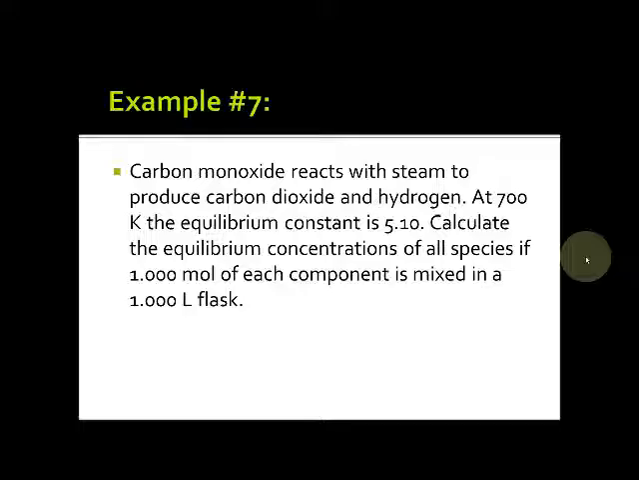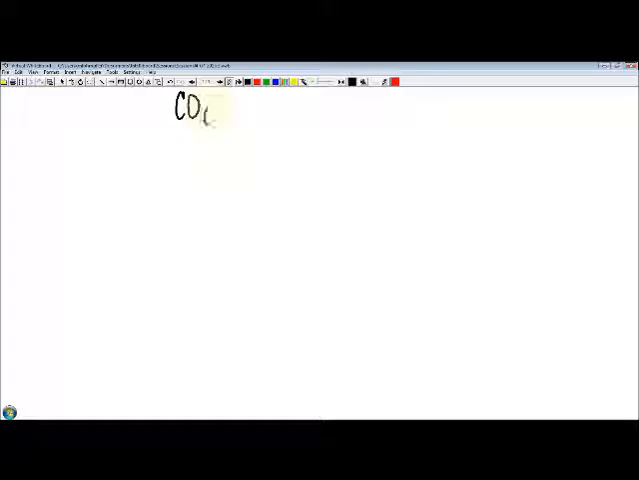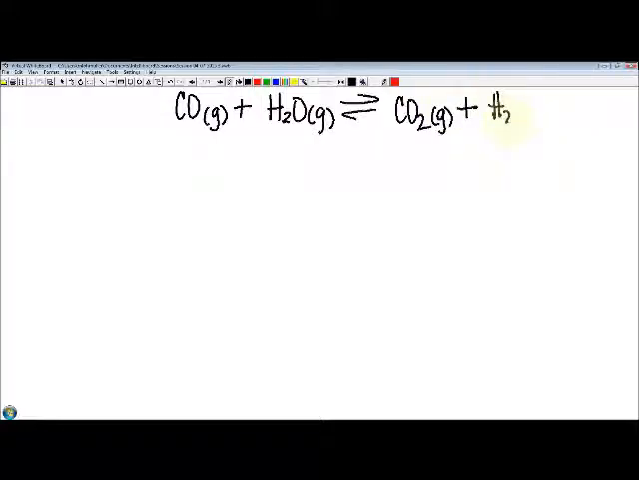All right, so the first thing we should do is write our balanced chemical equation. We have carbon monoxide gas reacting with steam, so that is water vapor, gaseous water, to produce carbon dioxide, which is a gas, plus hydrogen gas, H2. So now that we know it's all gases, we're going to have to include everything.